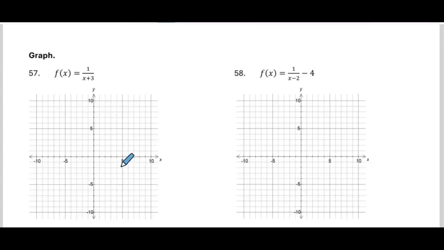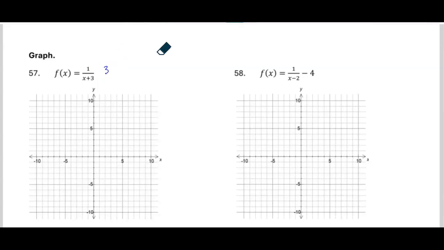Page 8, we're doing some graphing. Pretty easy graphing, I think. What we're looking for is a reciprocal function graph. Reciprocal function graphs, you'll recall, have asymptotes, and the asymptotes are based on the shifting. This graph shifts 3 to the left.